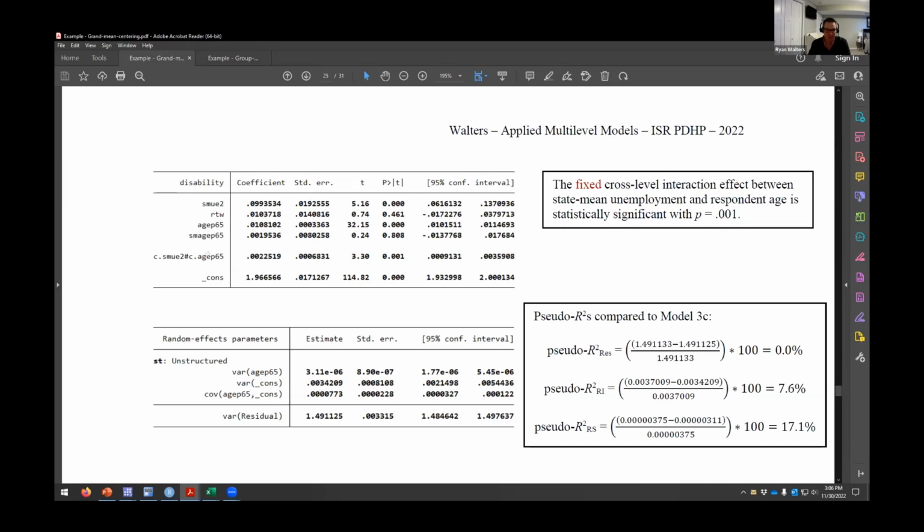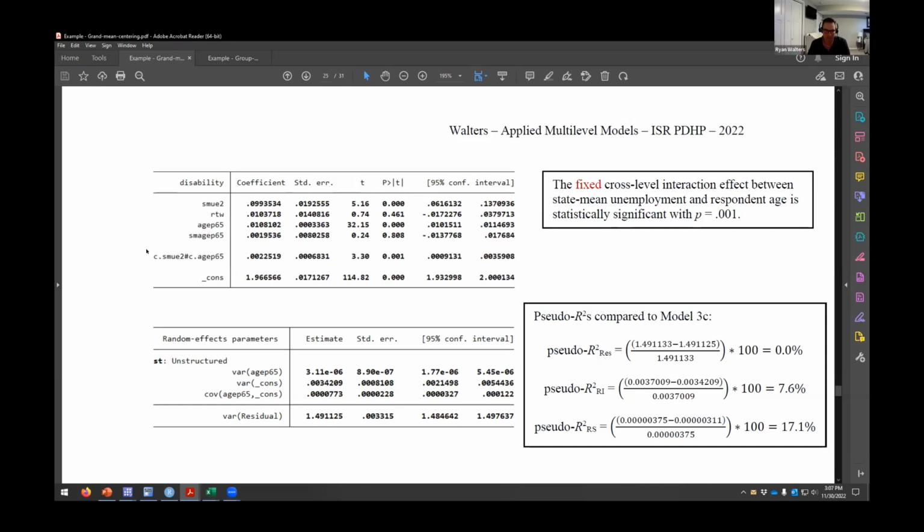So if we set age P65 to 0, which turns off this interaction, we end up with state mean unemployment. For each additional percent higher unemployment, the average disability of respondents within a state goes up by about 0.1 points. If the respondents are 66 years old, so 1 year older, this effect gets larger, or more positive, by 0.002251. Okay, I have all that math provided for you in the interpretations below.